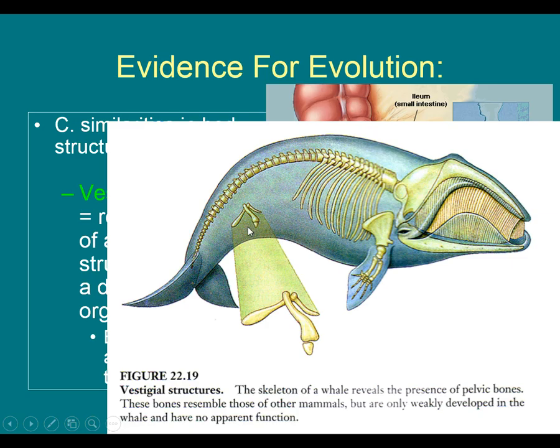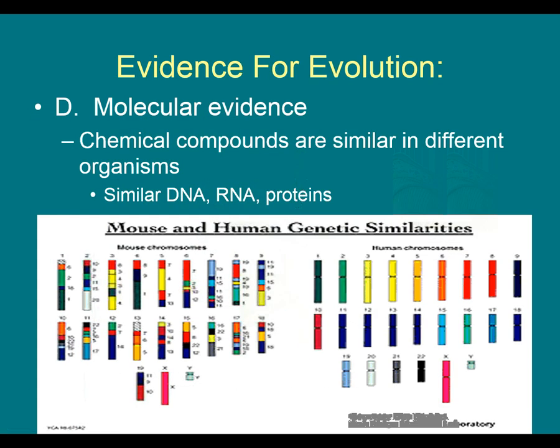The last piece of evidence for evolution that we'll talk about today is molecular evidence. We see lots of times where humans and other organisms have very similar structures. If they have similar biological structures, or biochemical structures, excuse me, such as DNA, RNA, and how they make proteins, then we can safely assume that they have a common ancestor.